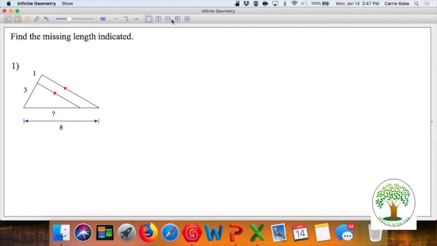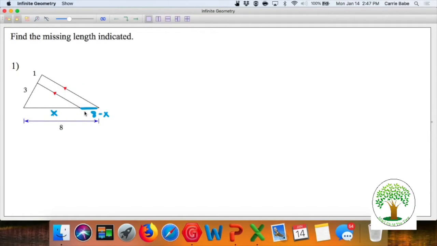Number 1. It says that they're parallel, and if you remember, if they're parallel, it cuts it into proportional pieces. Be really careful. This is the question mark here. And how much is this piece right here? If the whole thing's 8, and this part is what we're going to call X, how much is this part here? 8 minus X. Are you with me so far?